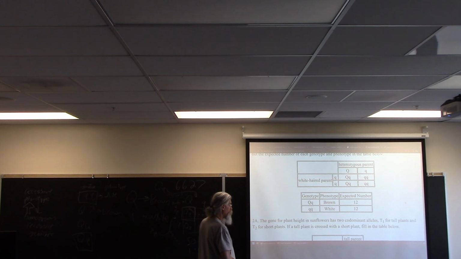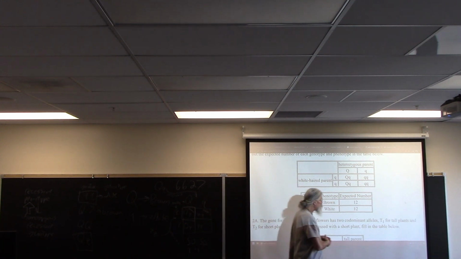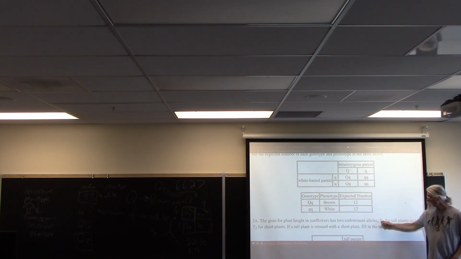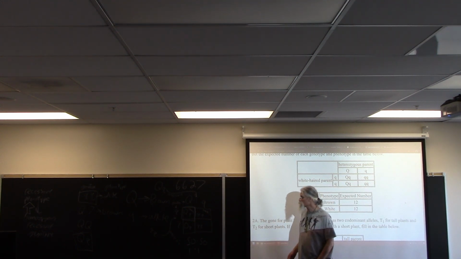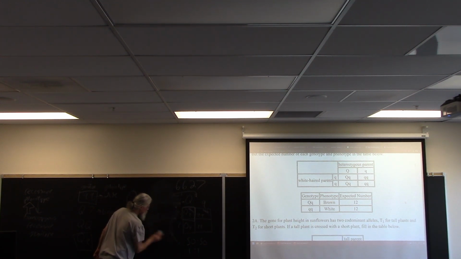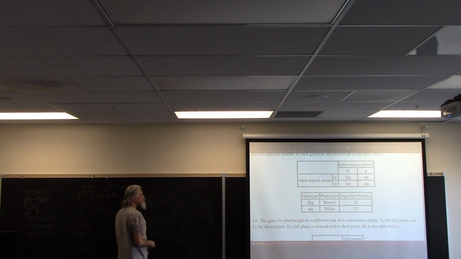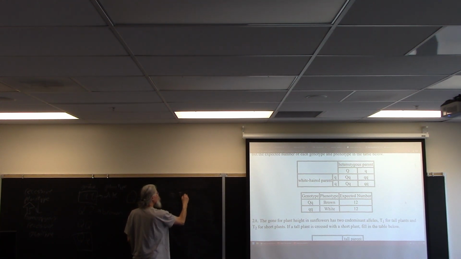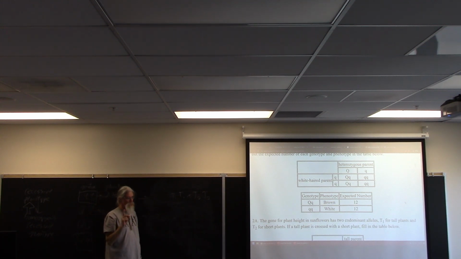So it says T sub 1 for tall plants and T sub 2 for short plants. If the tall plant is crossed with a short plant, fill in the table below. So I suspect that what they're saying here is that the tall plants are not intermediate plants. So therefore, they must have 2 dominant alleles, so 2 T1s, and the short plants are not heterozygote, so they must have 2 T2s. So this cross, therefore, we have a T1 individual, and we're crossing them with a T2 individual, or at least that's how I'm reading the question. I might be reading the question wrong, but that's how I'm reading it.